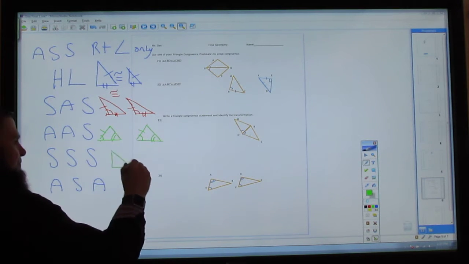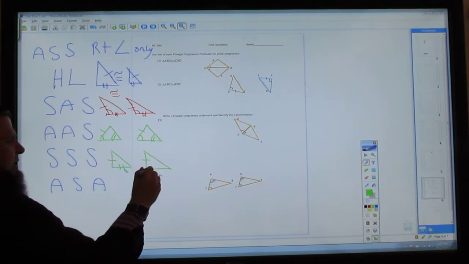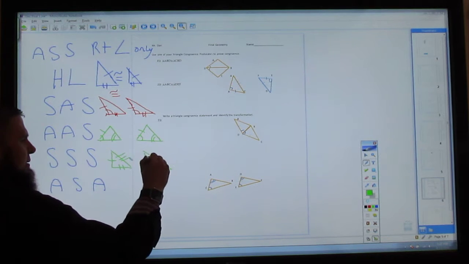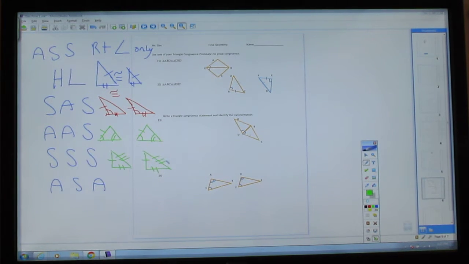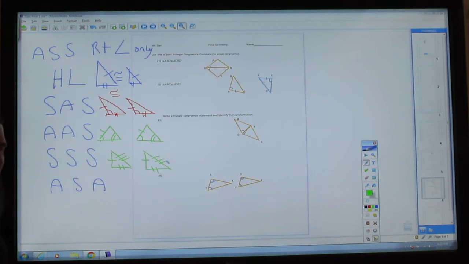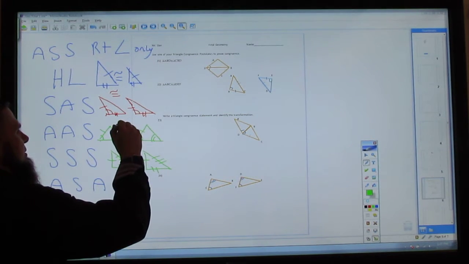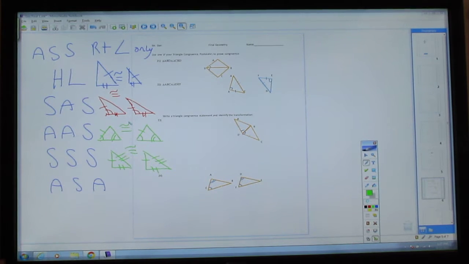Another one is side, side, side. Okay? And that's when this side is congruent to that side, this side is congruent to that side, and this side is congruent to that side. Then these two are congruent. By the way, what does congruent mean? What does it mean to be congruent? The same. Yeah, the same. Okay? Alright, and then the last one.